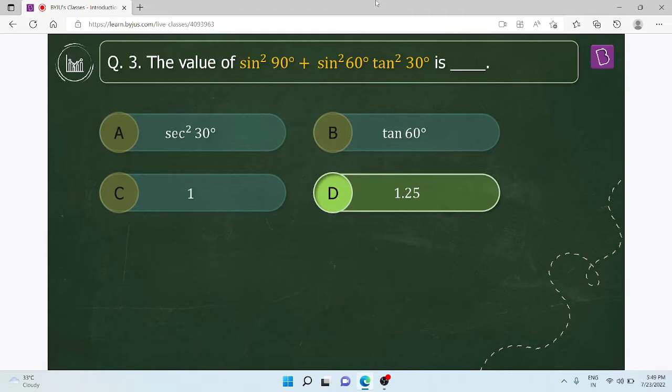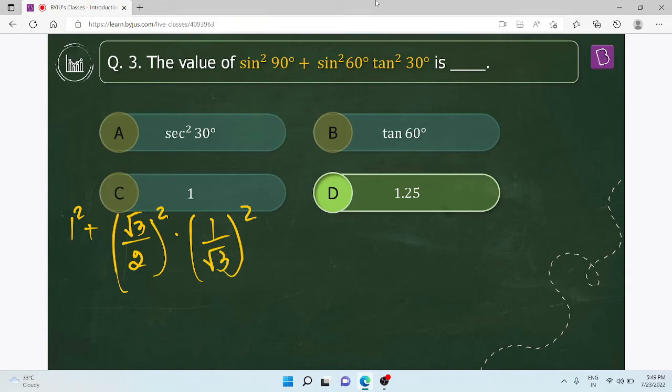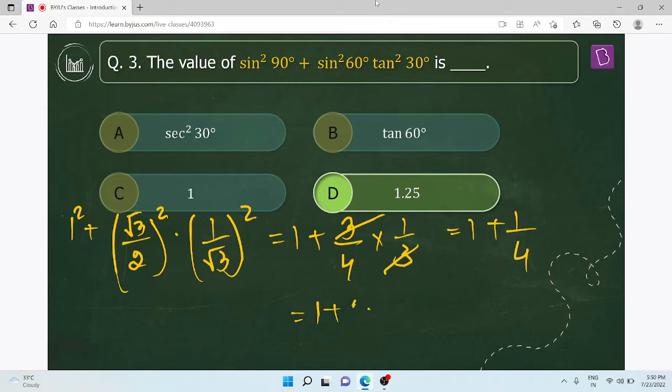Sine 90 is 1, so 1 squared plus sine 60, which is root 3 by 2 whole squared, into tan 30, which is 1 by root 3 whole squared. Means 1 plus 3 by 4 multiplied by 1 by 3. So 3 and 3 cancel out. 1 plus 1 by 4 only. That is 1 plus 0.25, that is 1.25. Option D will be the correct answer. That's what we have to find.